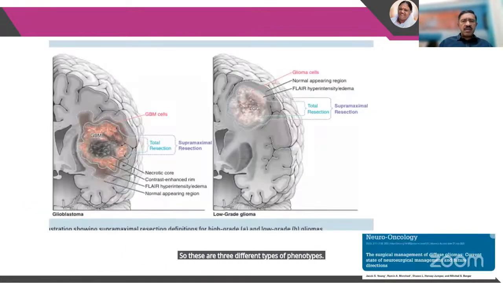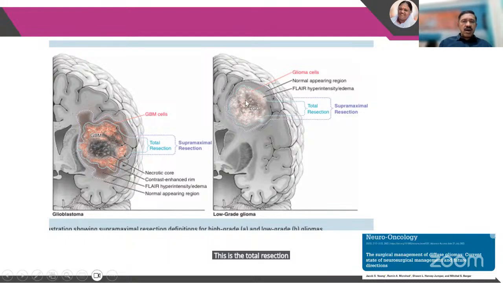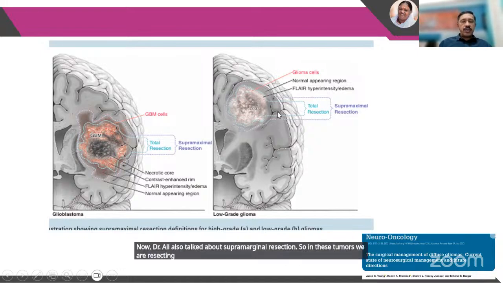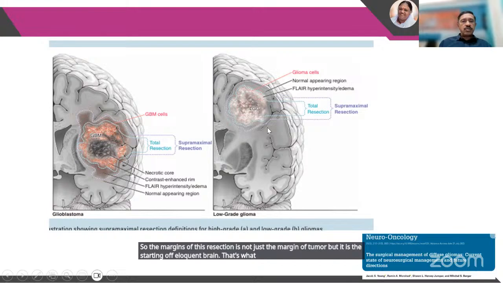They could be gliomas, which are malignant or benign. So if you actually see the low-grade gliomas, this is the total resection, and this is the area of flare hyperintensity that we normally see on the MRI. Now, Dr. Ali also talked about supramarginal resection. So in these tumors, we are resecting normal brain surrounding the tumor up to a margin, which Sushant and Dr. Panikkar had stressed, with eloquent fibers running all around. So the margin of this resection is not just the margin of the tumor, but it is the starting of eloquent brain. That's what Duffau is saying, and that is what supramarginal resection is.